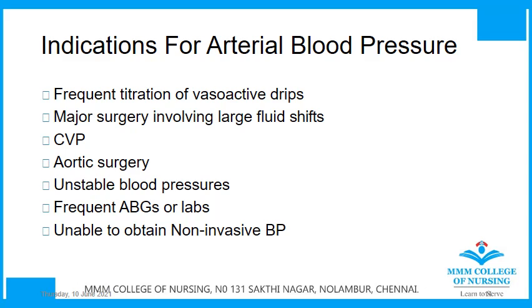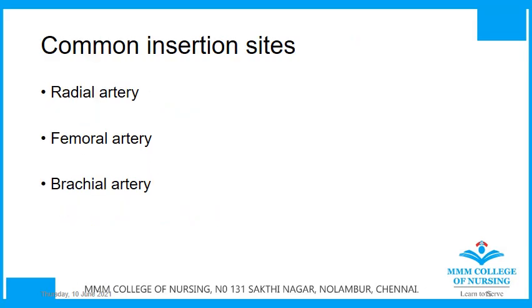CVP, that is central venous pressure, and aortic surgery, unstable blood pressures and frequent ABGs or lab investigations if required, and unable to obtain non-invasive BP. In these cases, we go in for an arterial line. What are the common insertion sites? The common insertion sites are the radial artery, femoral artery and the brachial artery.